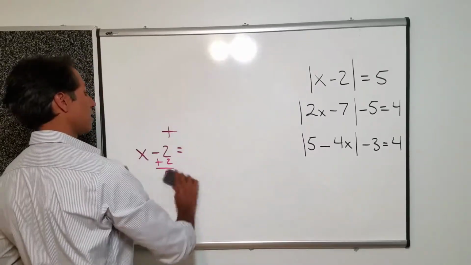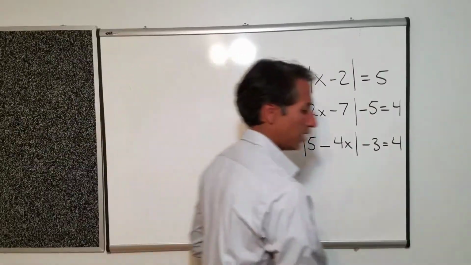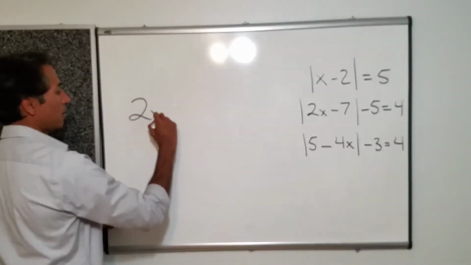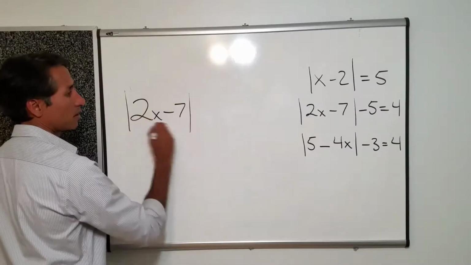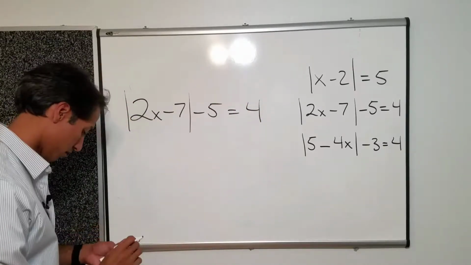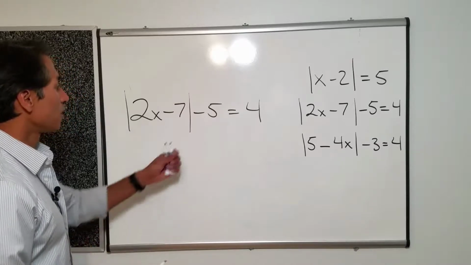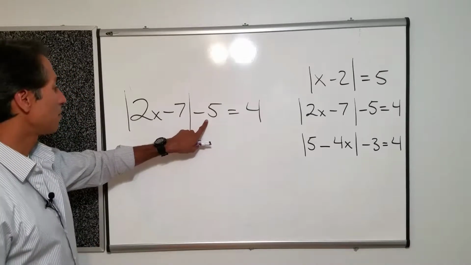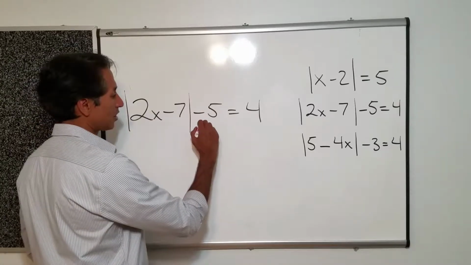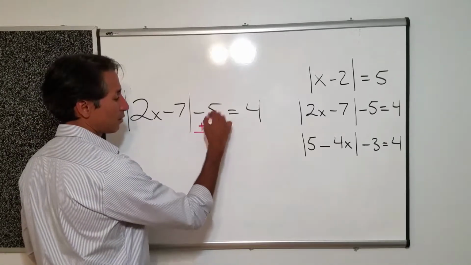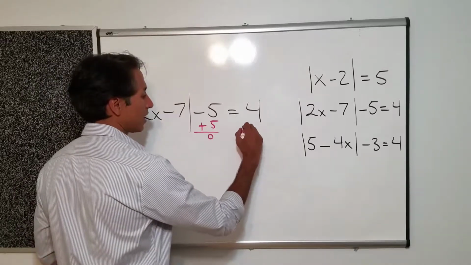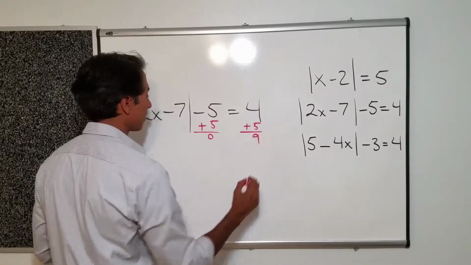Let me erase this and jump into that next problem here. I'll write it a little bit bigger. The absolute value of 2x minus 7, minus 5, equals 4. Okay. You need to get rid of this guy before you can work with the absolute value. And the way you do that is you just add or subtract whatever it is. You just do the opposite to make it a 0. What you do to one side, you do to the other.